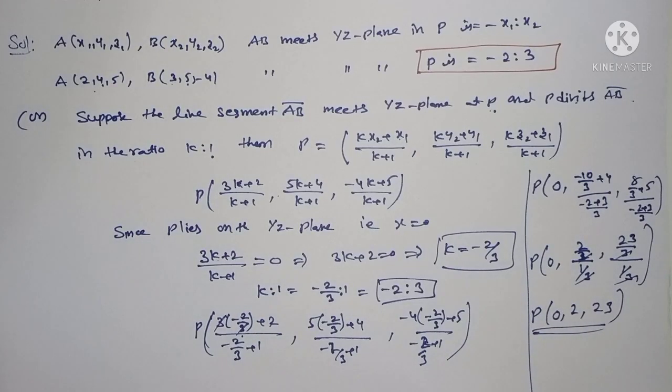This is the point of intersection, and the ratio is minus 2 is to 3.